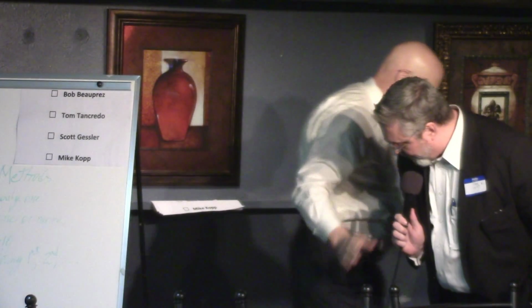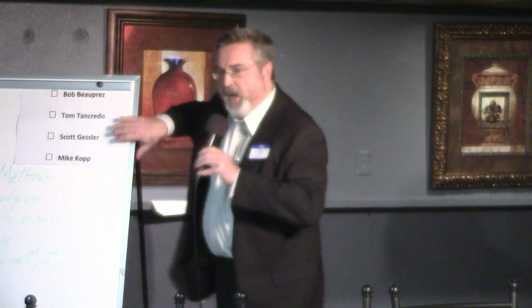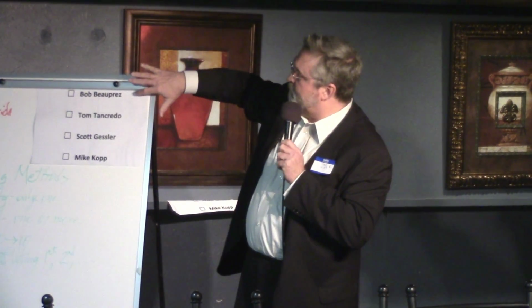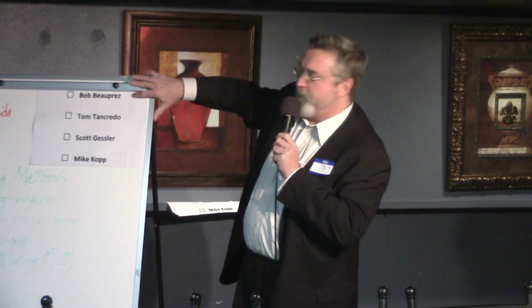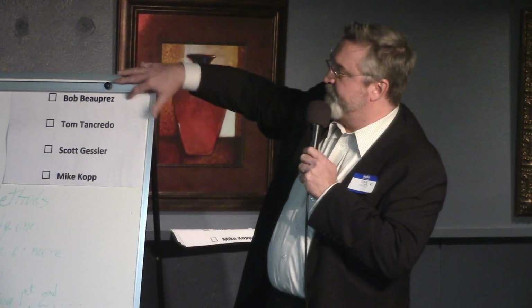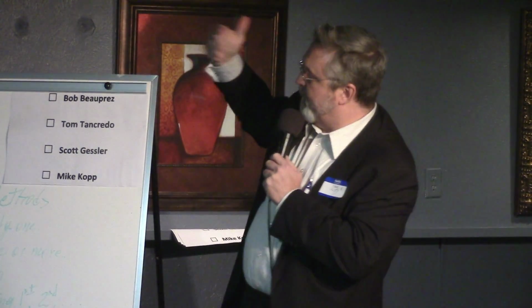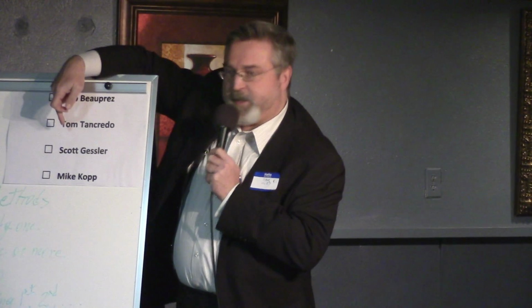This helped me conceptualize that with the 4 people on the ballot in this particular case. You look at each one of them individually without comparing them to the other ones. So you look at Bob Beaupre and you ask yourself, do I approve of Bob Beaupre as being the nominee? And you say yes or no. And if you say yes, you vote for him. You could even do it this way: you can have a yes and a no box, which might make it easier to comprehend for some. It helps me out. So Bob Beaupre, yes or no, do I approve of him? Tom Tancredo, yes or no? Scott Gessler, yes or no? And Mike Kopp, yes or no.